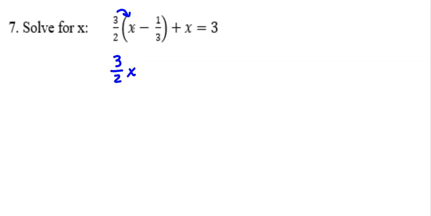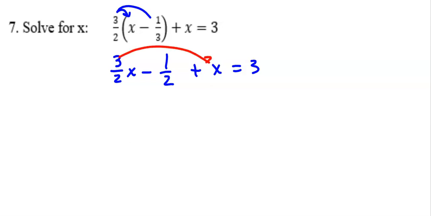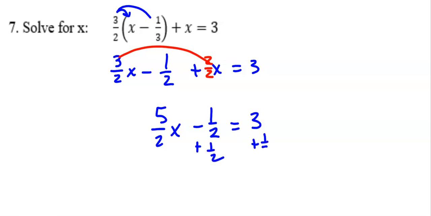Question number 7 asks you to solve for x. So that's 3/2 x minus, let's see what we're going to get here, 3/6, also known as 1/2, plus x equals 3. Let's see. So I've got some x's here that can be combined. So I'm going to put 2 halves here because it's single. So that gives me 5/2 x minus 1/2 equals 3. Add a half to both sides.